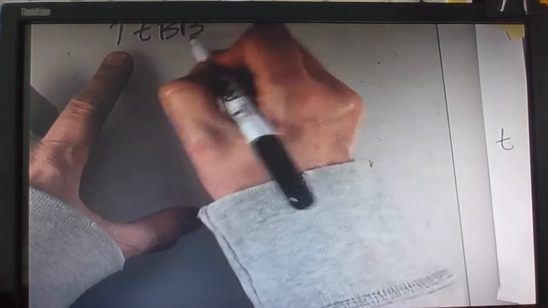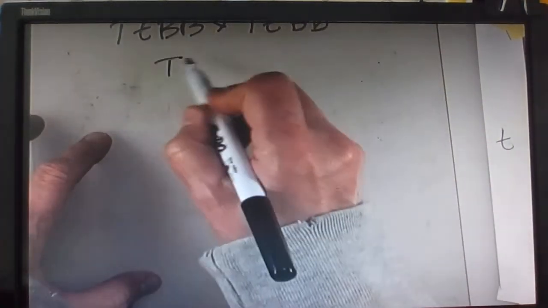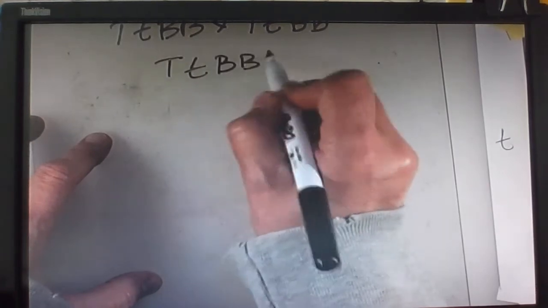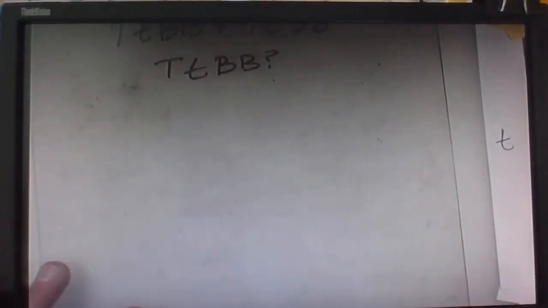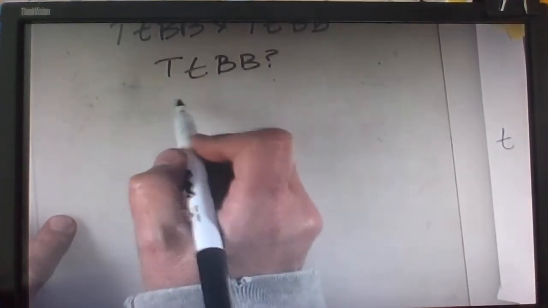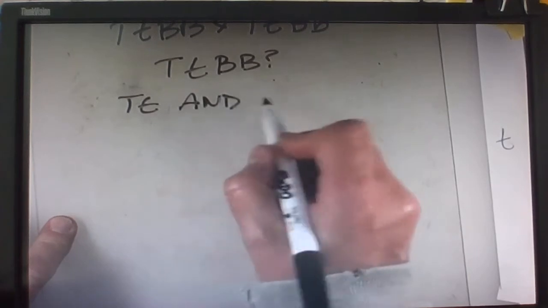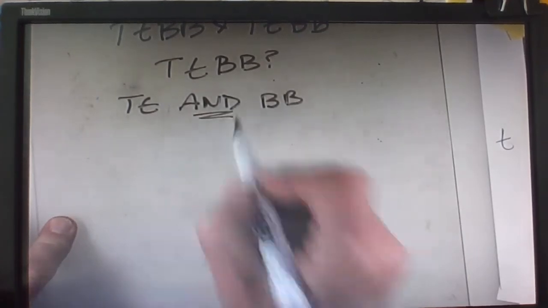So these were our parents, crossed, heterozygous for both. And we wanted to have offspring that looked like this. That's the offspring that we wanted to have. So we need to have offspring that has this and this. That's important.